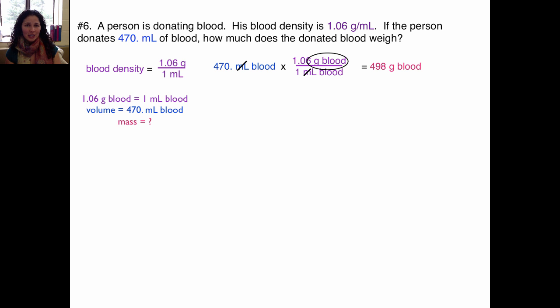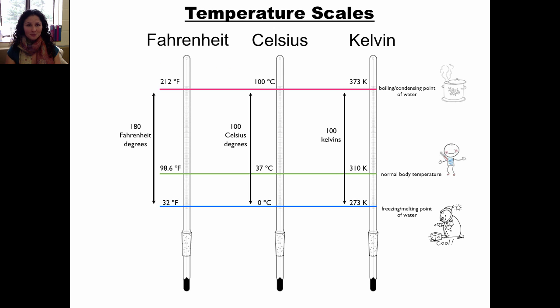Now let's switch gears and talk about temperature scales. Here's the figure that's in your activity, and it's showing the 3 different temperature scales. The Fahrenheit scale is what you're used to. Celsius scale is what is used in the metric system, and Kelvin is what scientists use. Notice that the boiling point of water is listed on each one of the scales, normal body temperature is listed on each one of the scales, and the freezing or melting point of water is listed on each one of the scales.